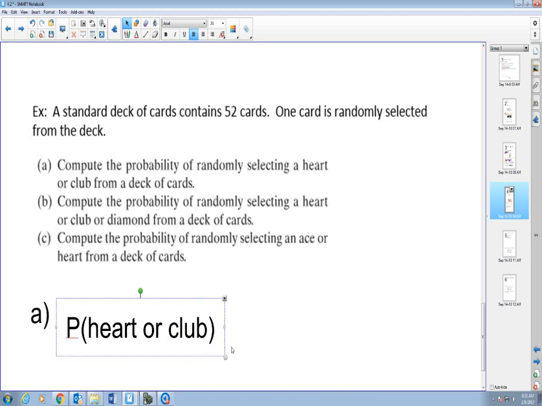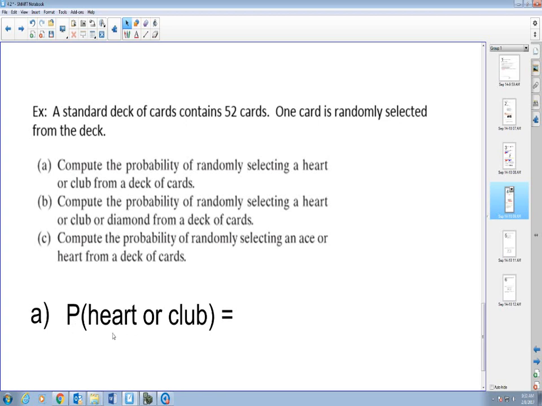I'm only choosing one card, but I got 2 different events going on. Alright, so are these 2 events mutually exclusive? The answer would be yes, because both of these are suits. There is no one card that has both a heart and a club on it. So that's why this is mutually exclusive. So all we're gonna do is add up their probability.